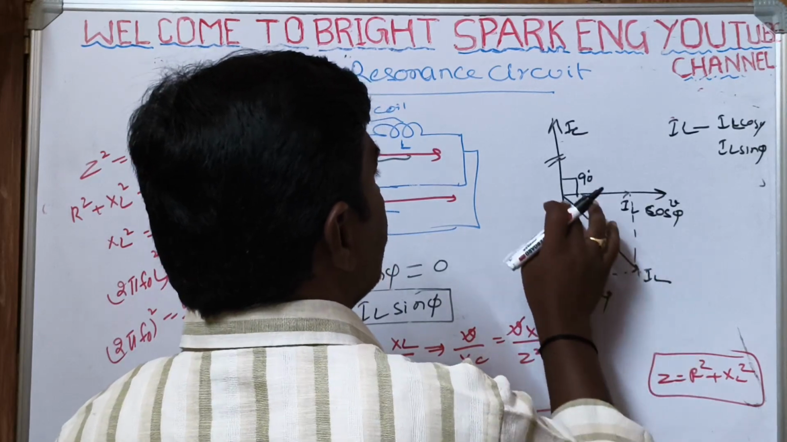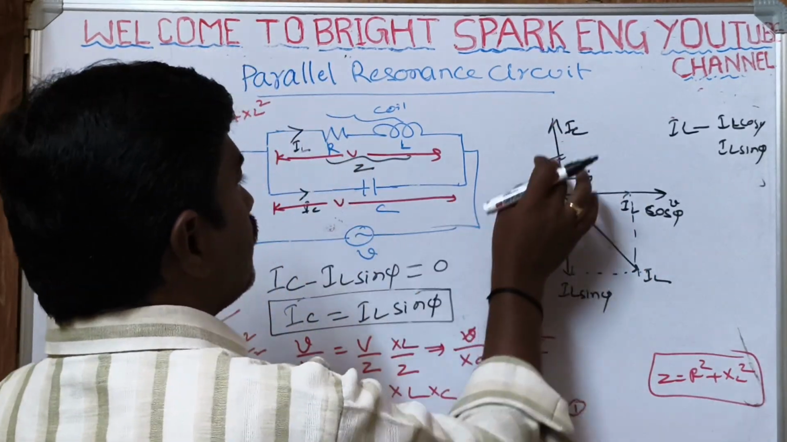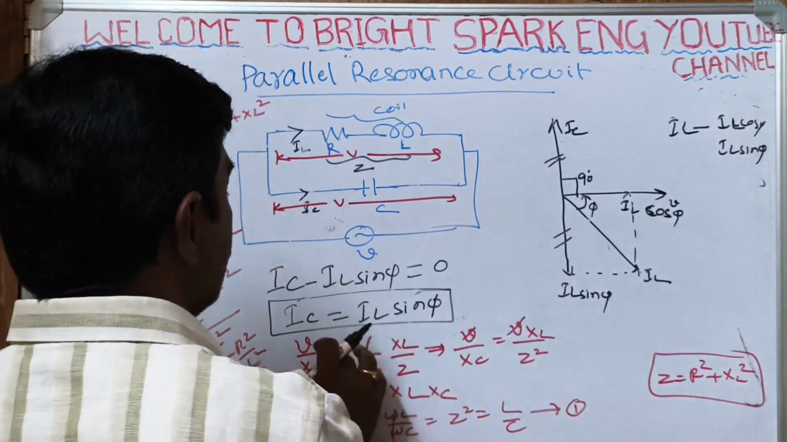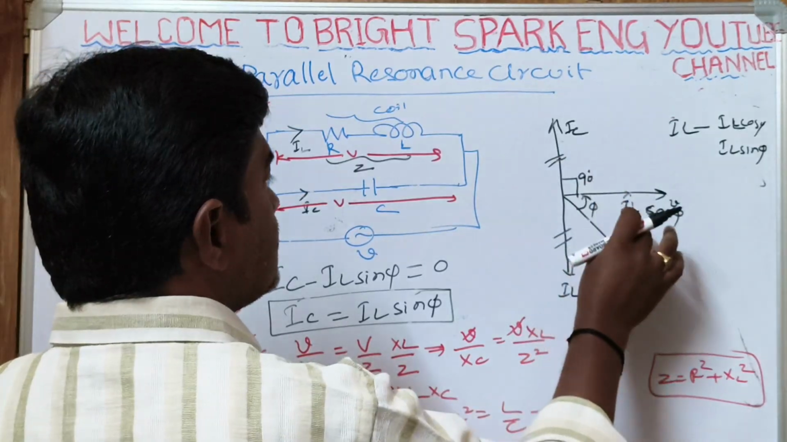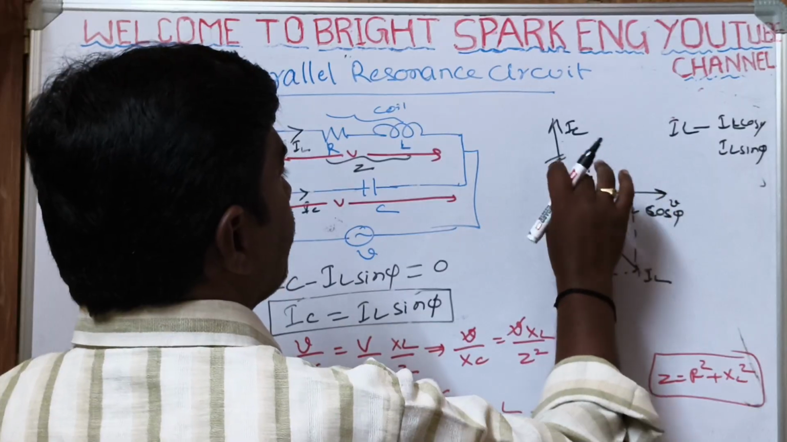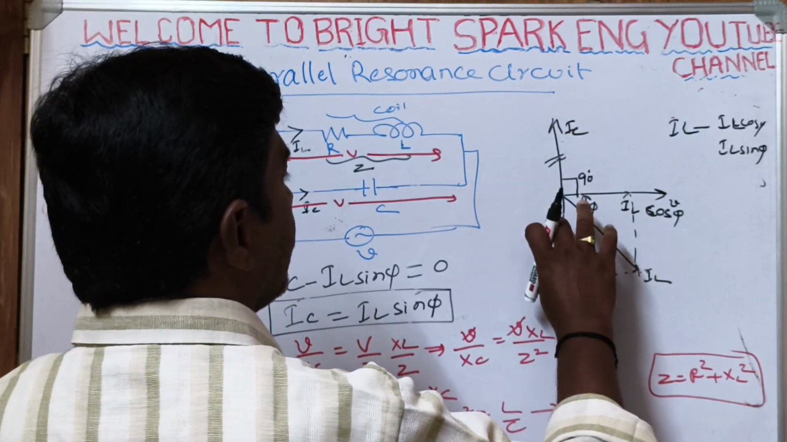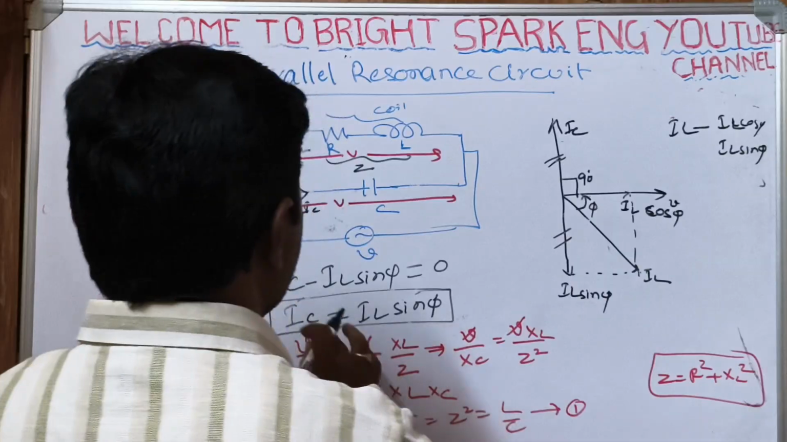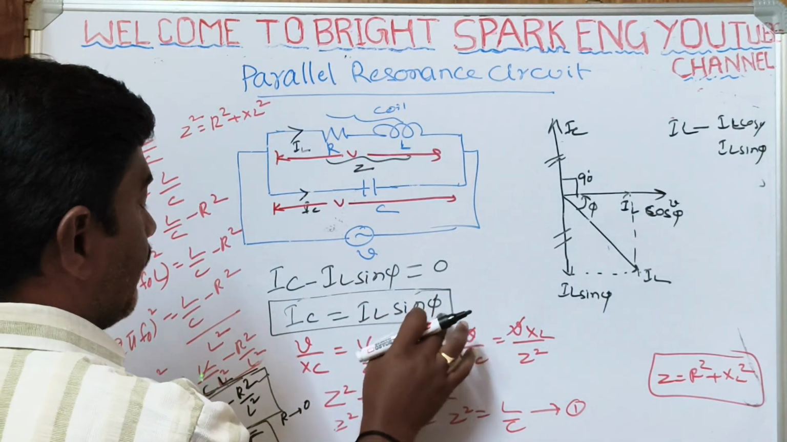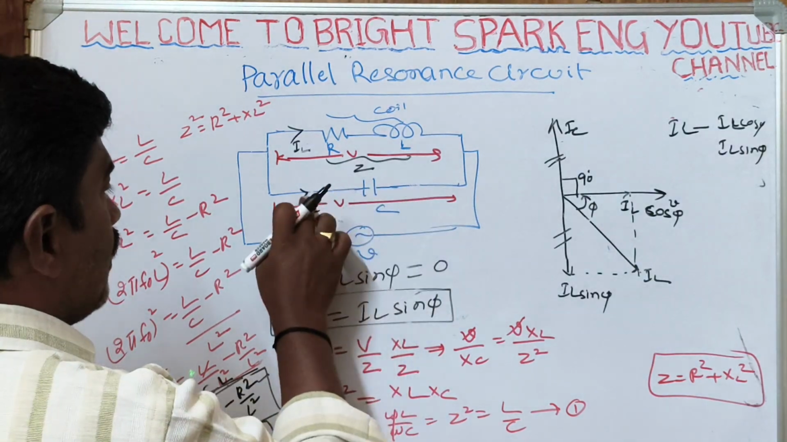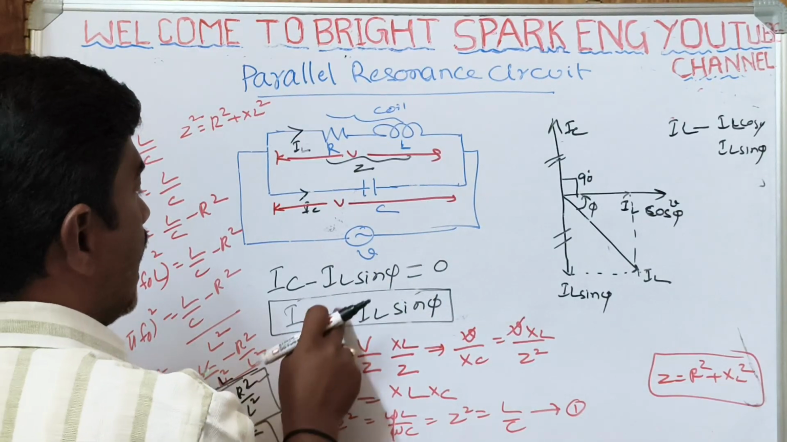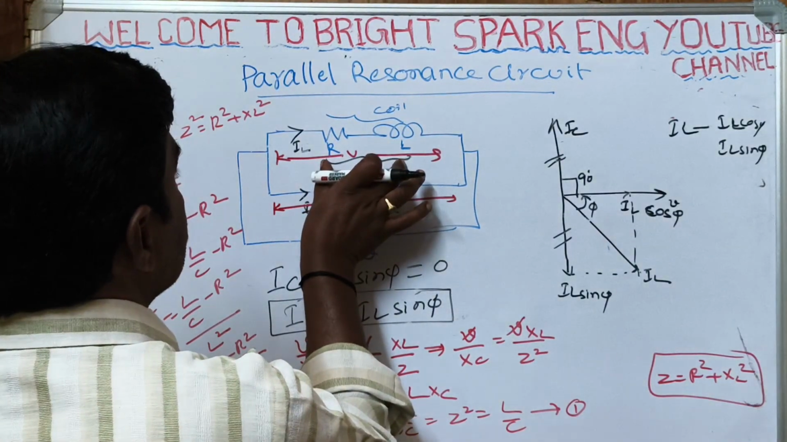This is the IL. This is the IC, the flow of current through the capacitor. If both are of equal magnitude, then this is the active component, and this is the reactive component. That's why the net reactive component is equal to 0. That's why IC minus IL sin phi is equal to 0. That is, IC is equal to IL sin phi. Here, as for the circuit diagram, the flow of current in the capacitor is V by XC. IL means this is the total impedance.